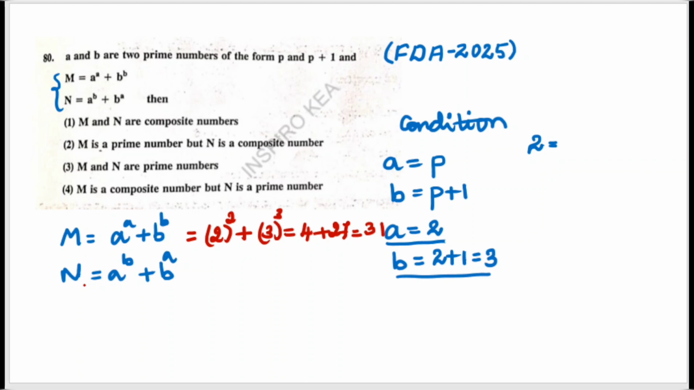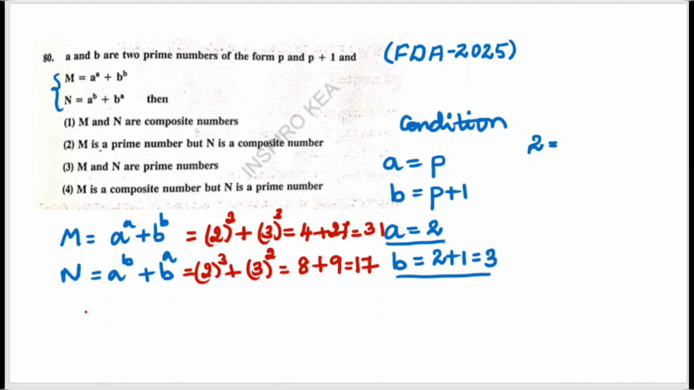Now solving for N. So N, what do we have? A to the power of B, that is 2 to the power of 3, plus B to the power of A, which means 3 to the power of 2. Now 2 to the power of 3, 2 cubed, is 8. Then 3 squared is 9. 9 plus 8 is 17.